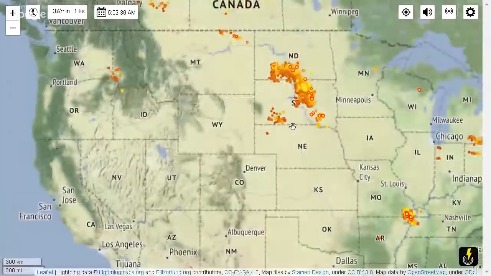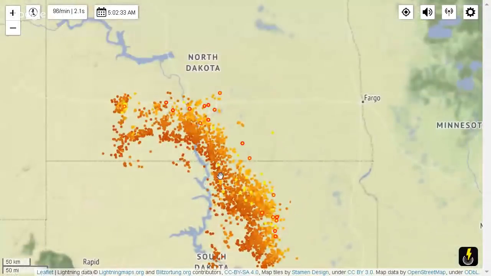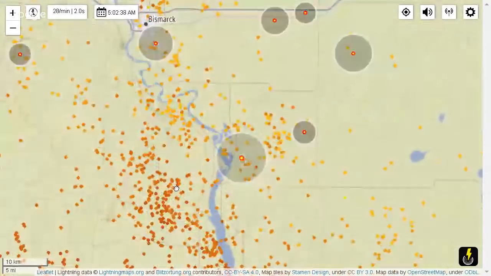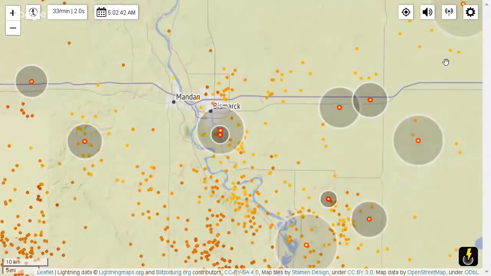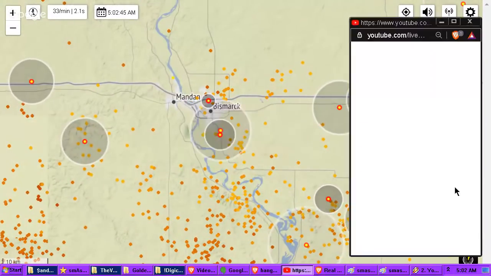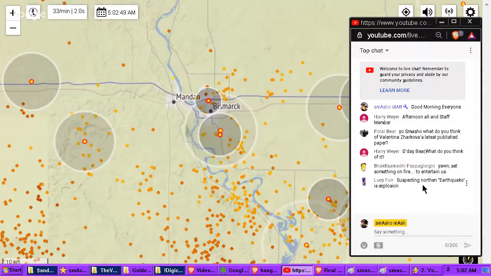Check out lightningmaps.org if you hear thunder, as it could save your bacon, especially if you're a pork farmer. Shout out Bismarck, North Dakota. There's thunder rolling in, and we are talking about real time. Speaking of shout outs, thanks for joining everybody. Whoever's here, cheers.